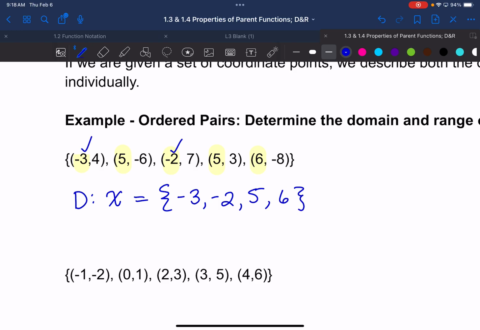Is this a function, or is this relation just a relation? Can we tell? It's a relation. Why is it a relation? The 5 repeats. See, it comes back. So, okay, we're good with this.